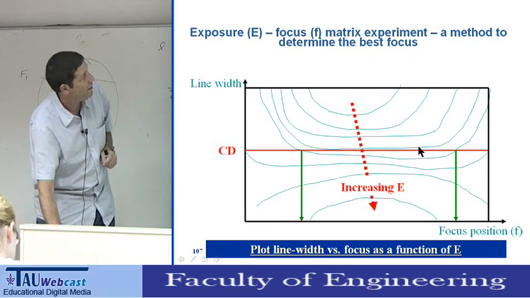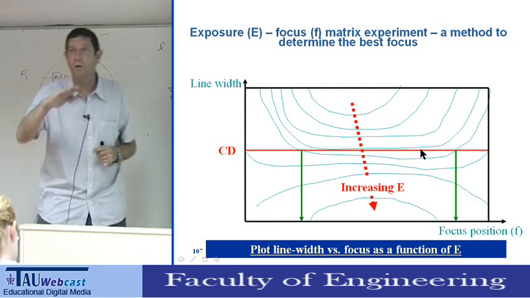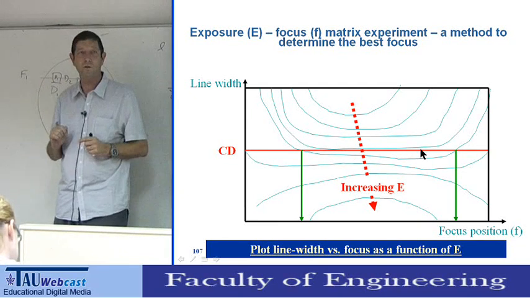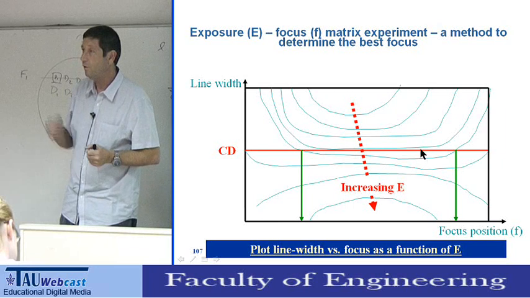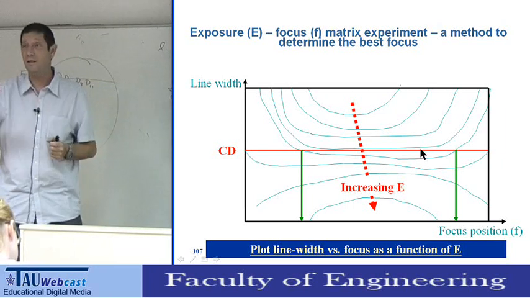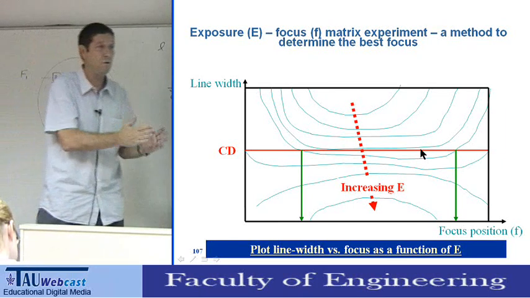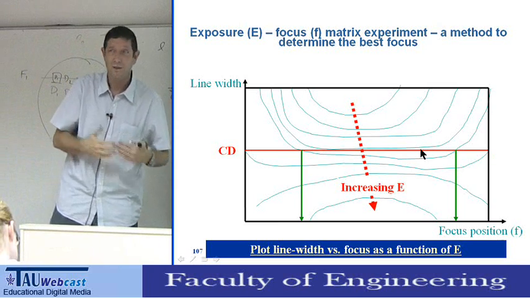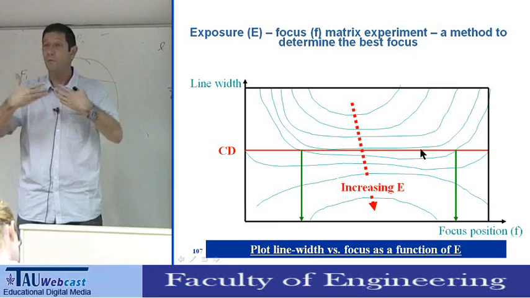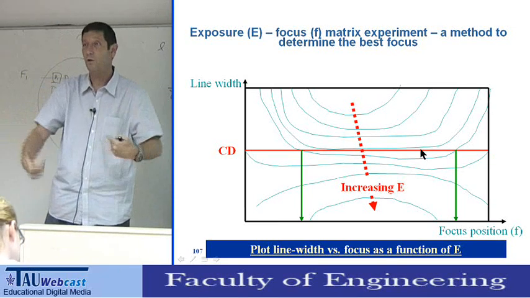The line width will be constant even if we go out of focus. We call this the focus length, or the amount of defocus, and this is the practical defocus. It's not a theoretical defocusing based on Rayleigh's equation. This is the practical defocus from actual measurement on the wafer.